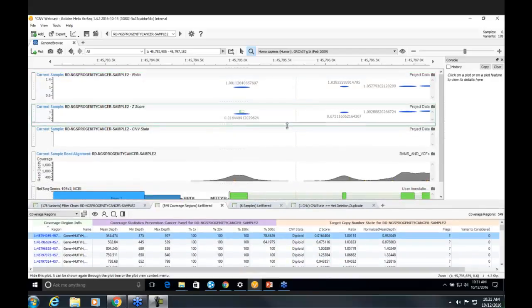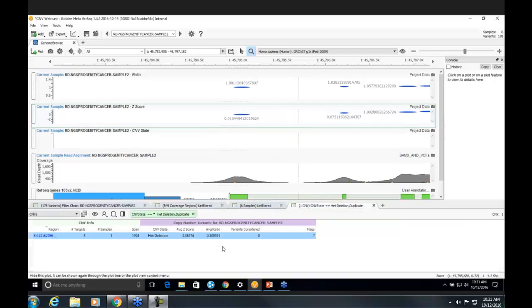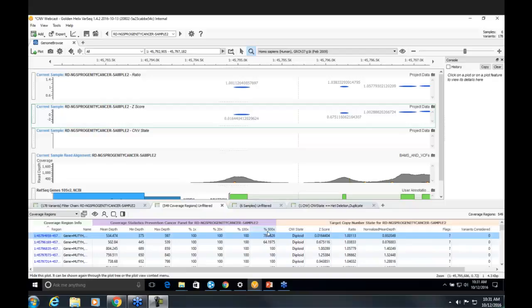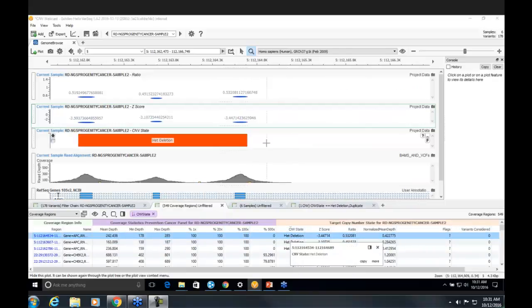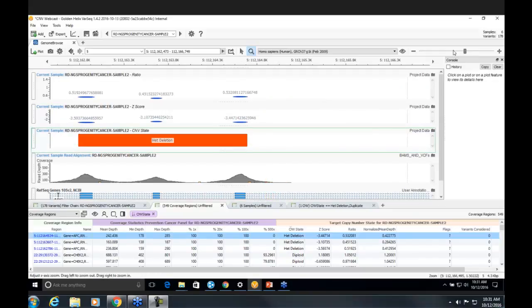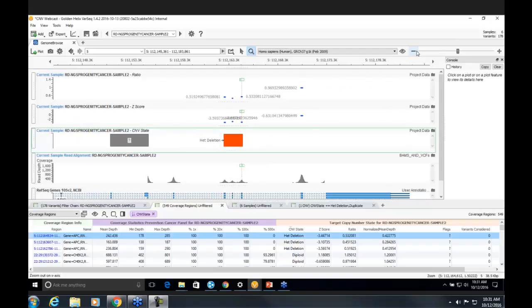Okay, so let's go ahead and look at this heterozygous deletion here in this sample. We can sort by CNV state, and we can see this heterozygous deletion that was called here. And if we zoom out, we can see the context.